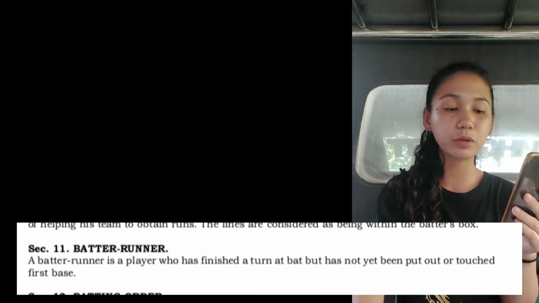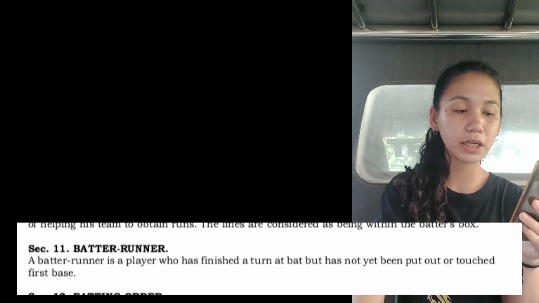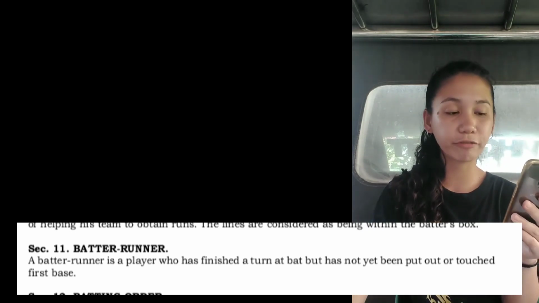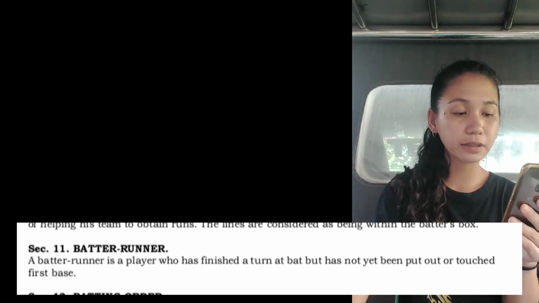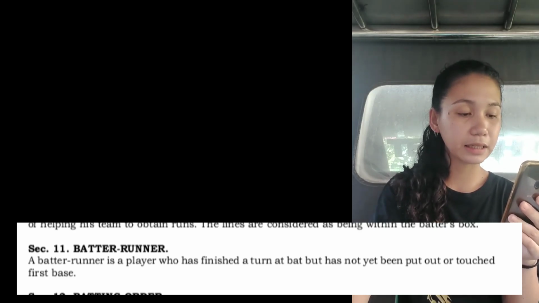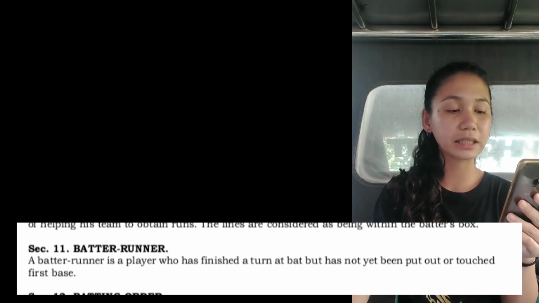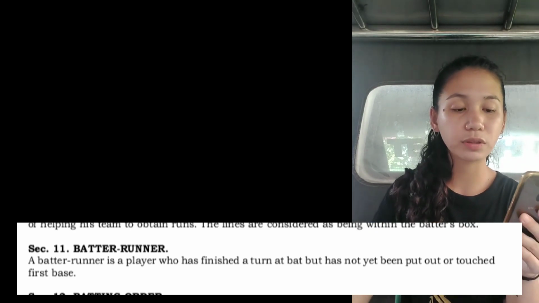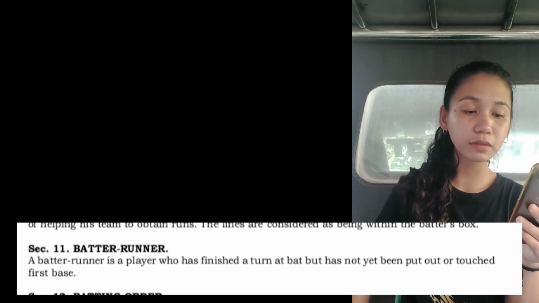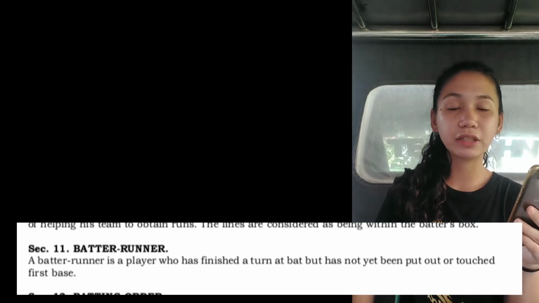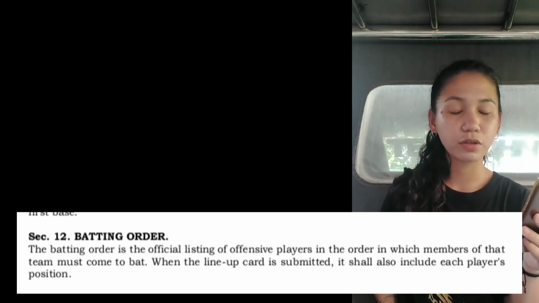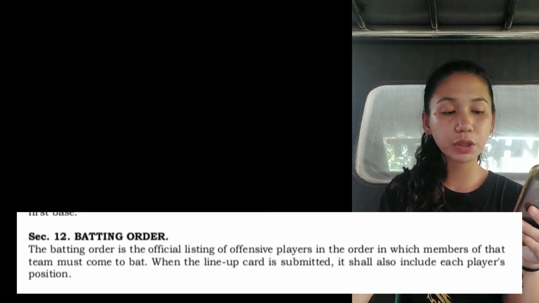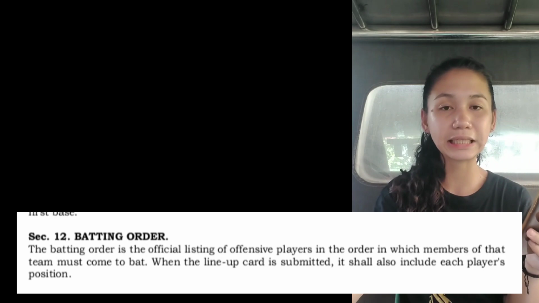So rule number 1, section 11, the batter runner. A batter runner is a player who has finished a turn at bat and has not yet been put out or touched first base. So that is section 11, the batter runner. So let's move on to section 12, the batting order.